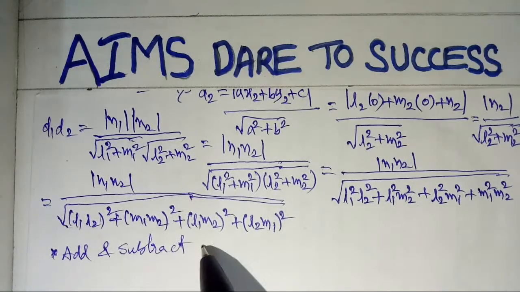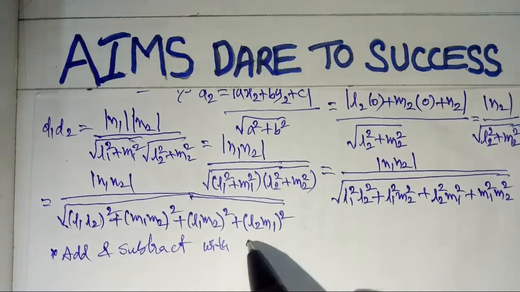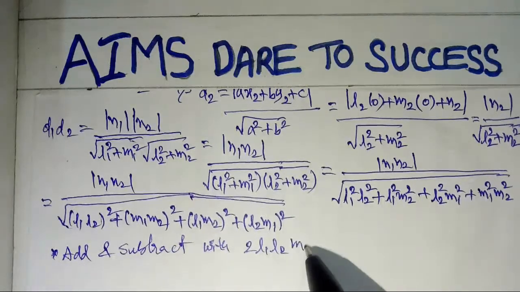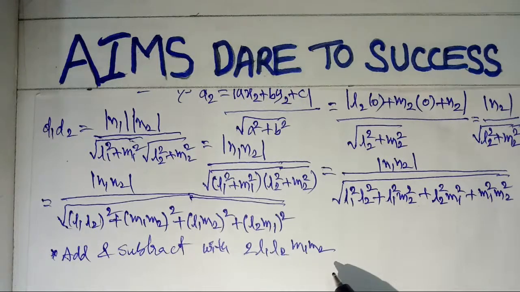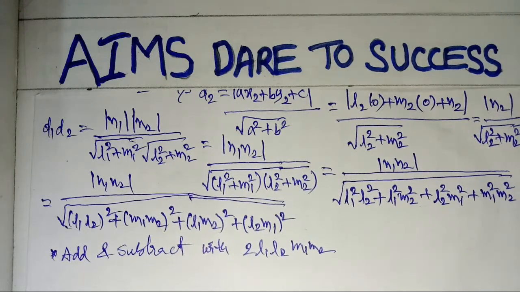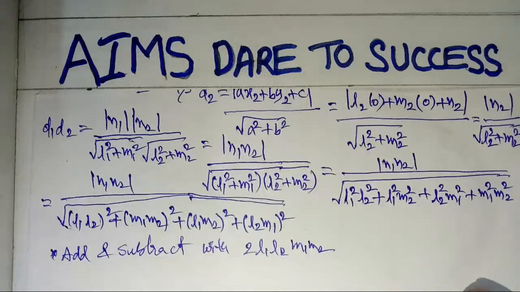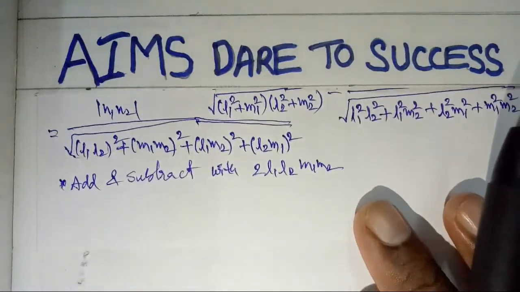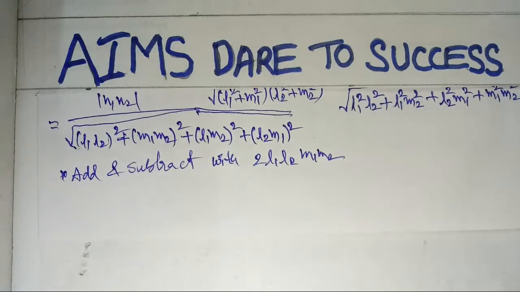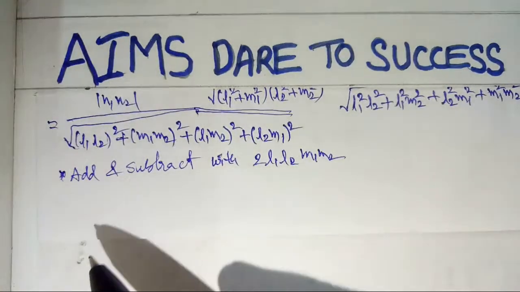Okay, after this, one important step is to add and subtract 2L1 L2 M1 M2 in the denominator, inside of the root only. Add and subtract 2L1 L2 M1 M2, that to the denominator, inside of the root only. Why? Because it is related to the answer. Okay, my dear students. Okay, continue.